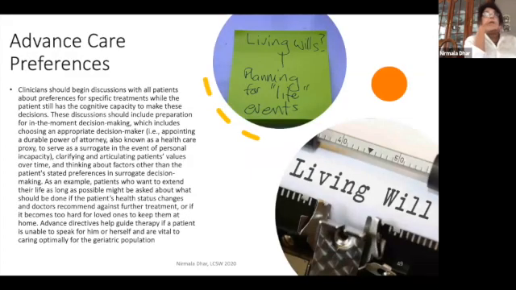So it's very different from advanced care planning. So I want to make that very clear in this training. And then we have advanced care preferences or advanced care planning.